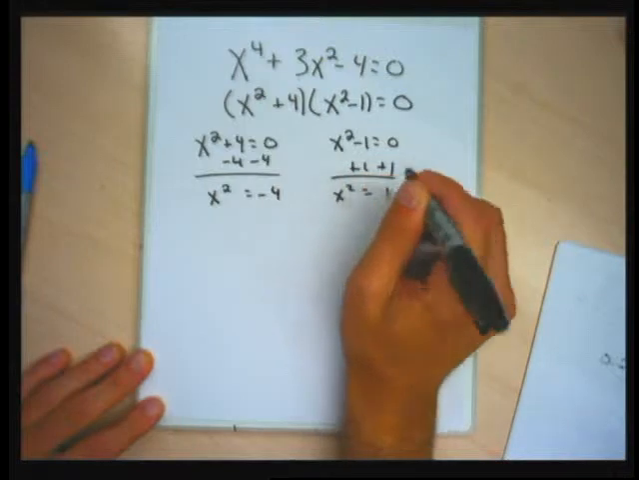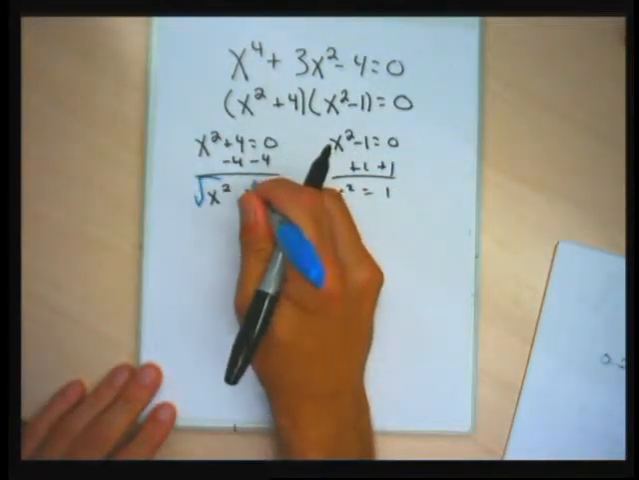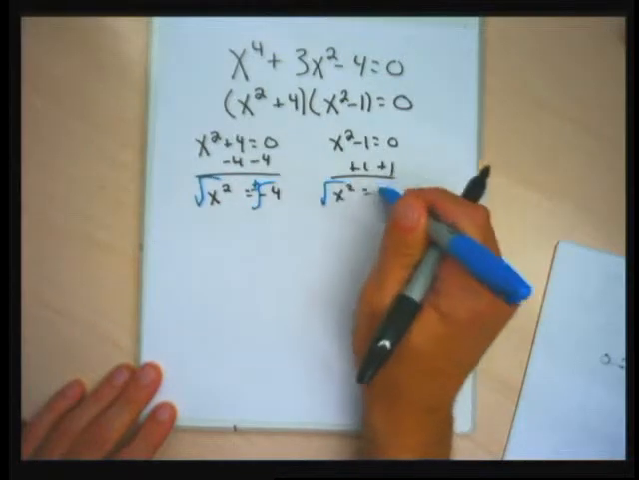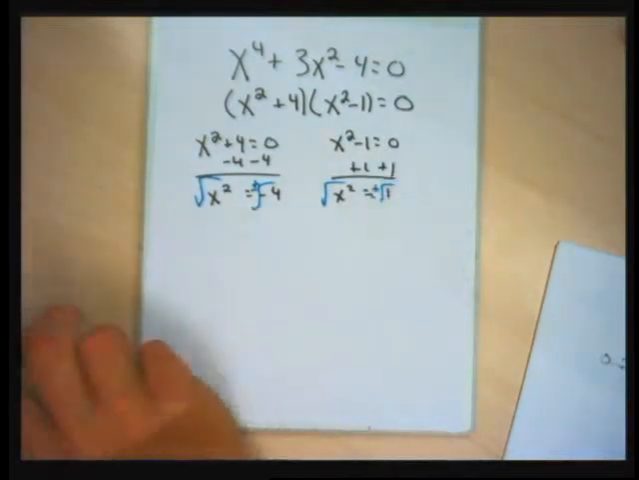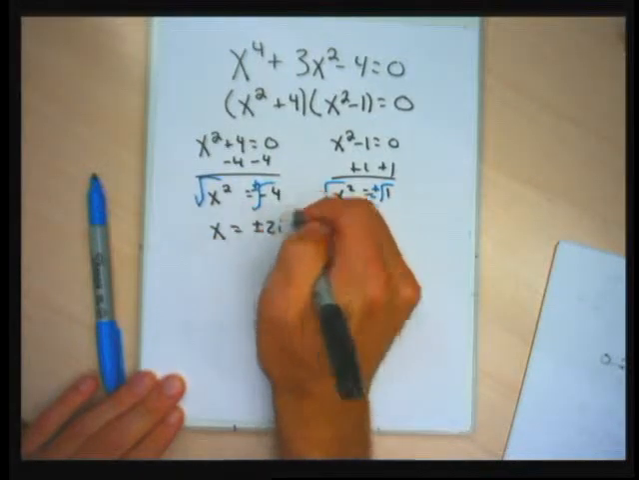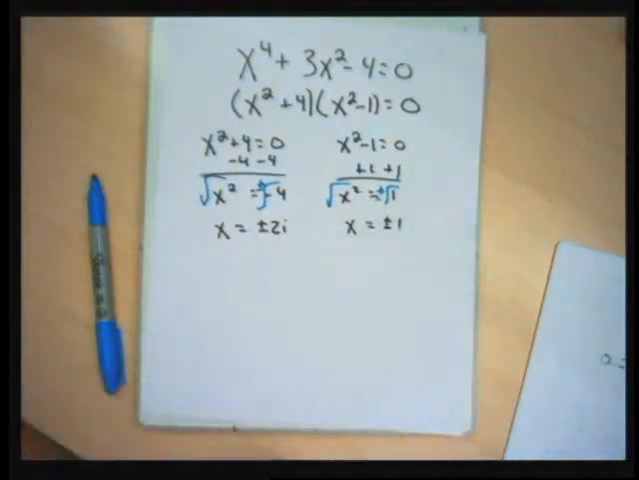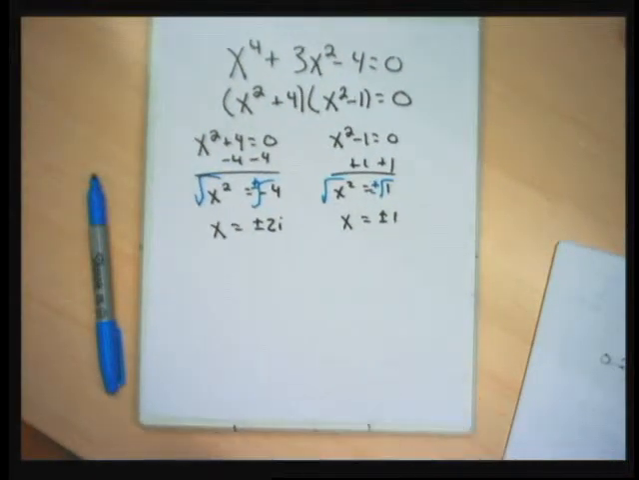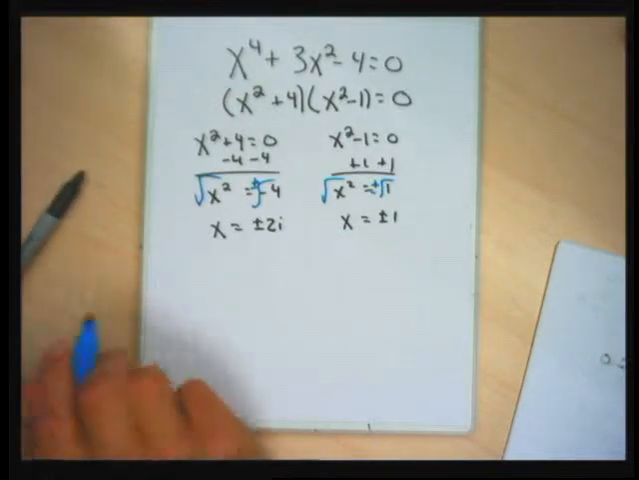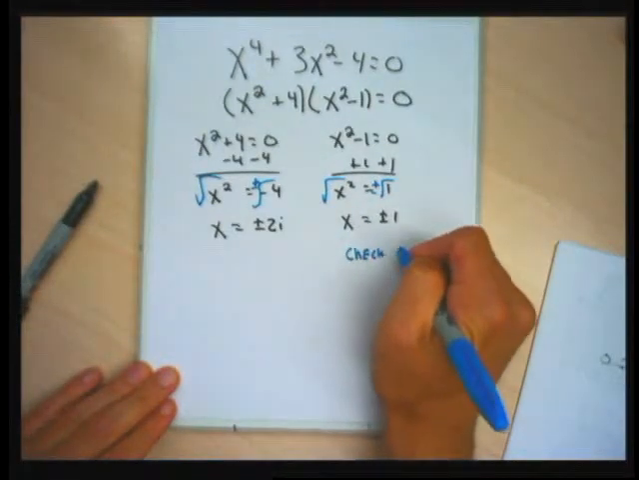For each of them, I need to get the x squared isolated, and then square root plus or minus square root. Square root of x squared is x. Square root of negative 2 is 2i. Square root of 1 is 1. If I wanted to roll the dice, if I just check the 1s and they work, I'm going to just gamble that the 2i's are going to work. So I'm going to check the 1s because they're easy to check.